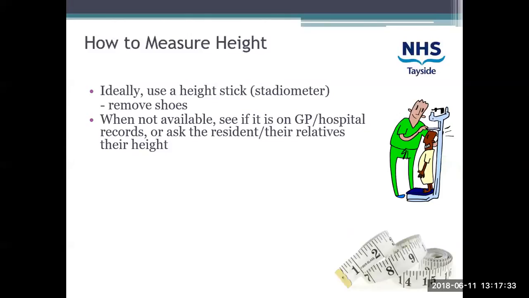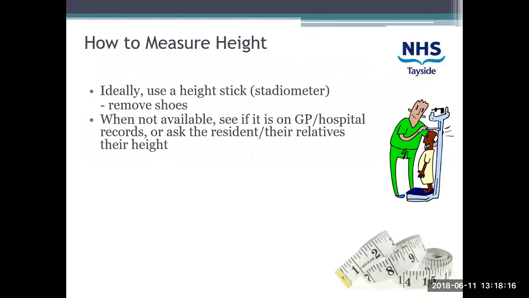If you've not got a height stick available, try and look at GP records or even hospital records to see if there's been a height recorded. Most reception staff within GP practices are really quite helpful, so they would be able to inform you of that information. Quite important as well is asking for the date of that height, because some heights recorded within GP practices could be 20, 30 years ago, and that will not be accurate, as someone could have lost a bit of height over the years.